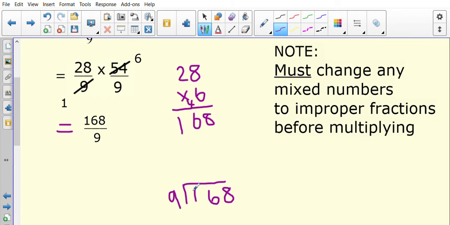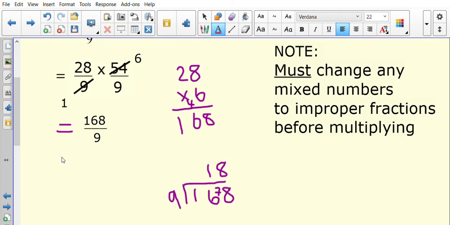Okay, so 9 doesn't go into 1, but 9 can go into 16, and it can do so once, with 7 left over. 9 into 78, well, 9 times 8 is 72, and there's going to be 6 left over. So over here, like we said, it goes in 18 times, and there's going to be 6 left over.